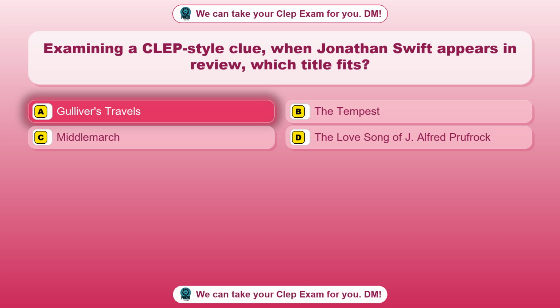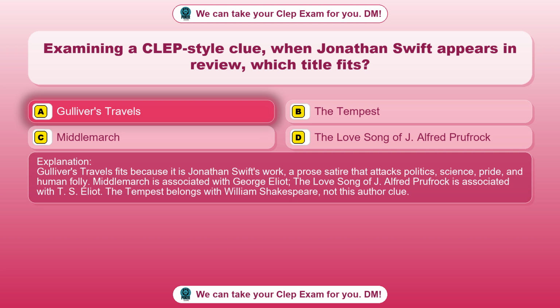Gulliver's Travels. Gulliver's Travels fits because it is Jonathan Swift's work, a prose satire that attacks politics, science, pride, and human folly. Middlemarch is associated with George Eliot. The Love Song of J. Alfred Prufrock is associated with T.S. Eliot. The Tempest belongs with William Shakespeare, not this author clue.